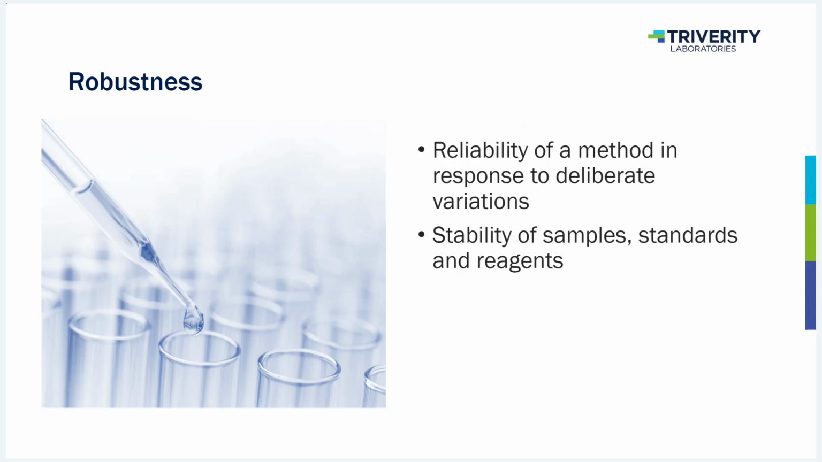And then it's also stability of your samples, standards, and reagents. The ICH states that you need to have stability of your samples to 24 hours for any method. If you can't get that, then you need to provide some sort of justification of how you're going to control it, whether it is a limit on the sample analysis time or perhaps special storage for your samples.